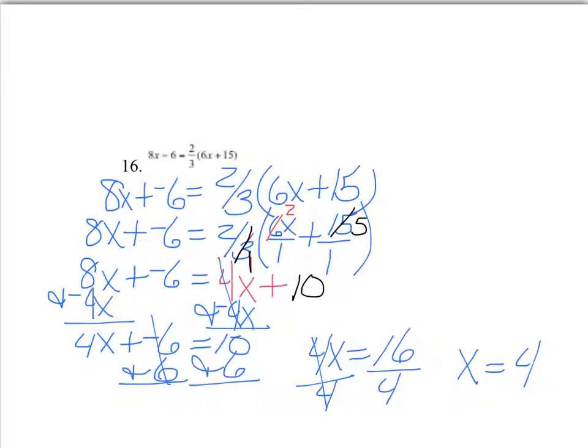If you have questions on any of these equations, please make sure you stop by and see me and get those questions cleared up.